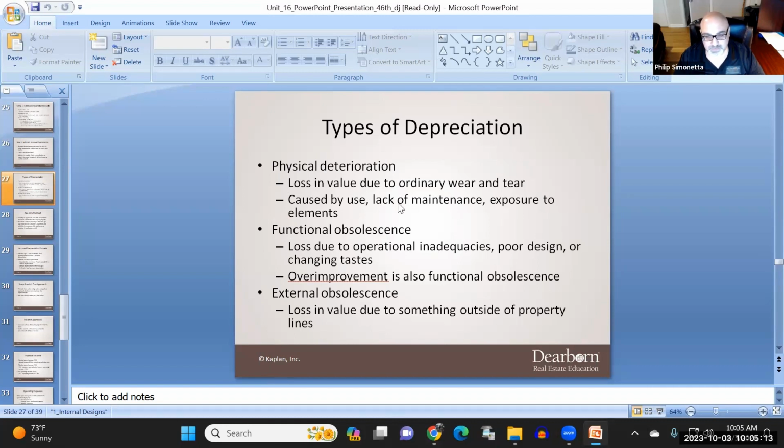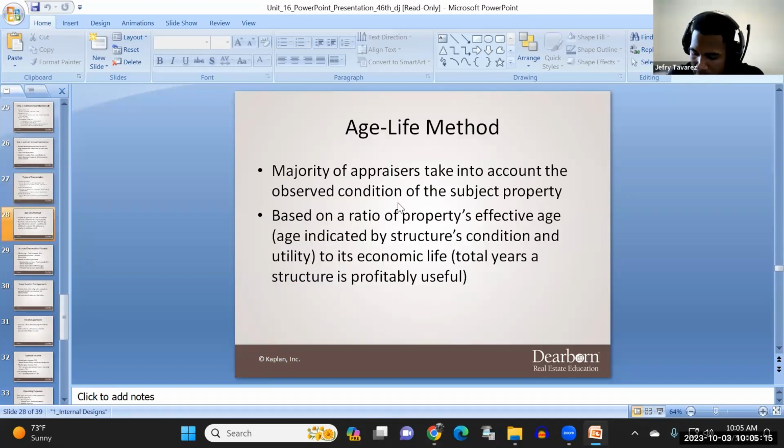Okay. Got it. And then you have the age life method. The majority of appraisers take into account the observed condition of the subject property.